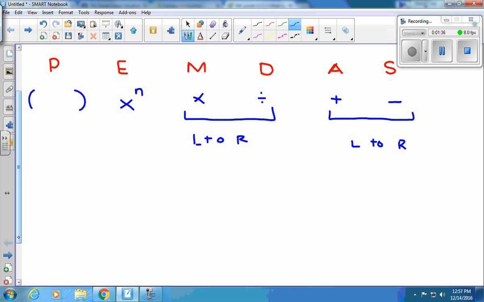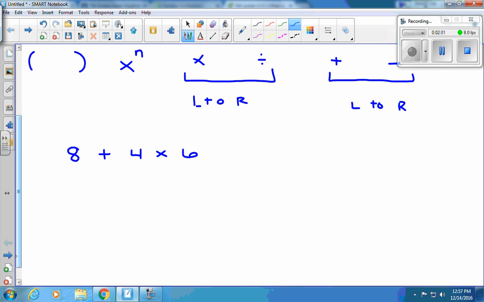Yesterday, I gave you a problem that kind of involved all of the operations. Let's start out with some smaller operations, and then we'll get into the bigger ones. Okay? So I want you to look at a problem that looks like this. 8 plus 4 times 6. And we talked about the real importance of showing our work.